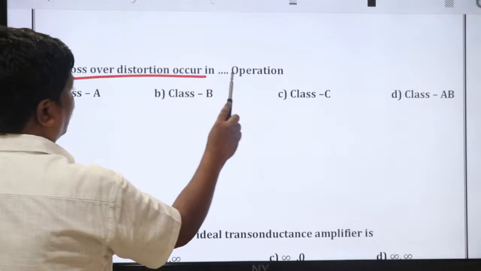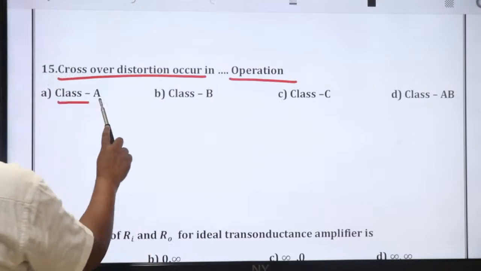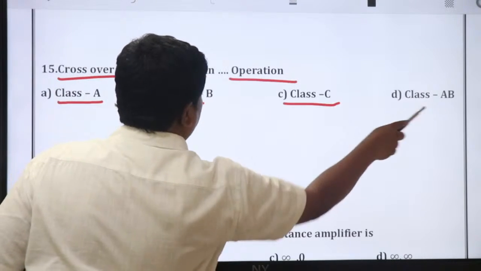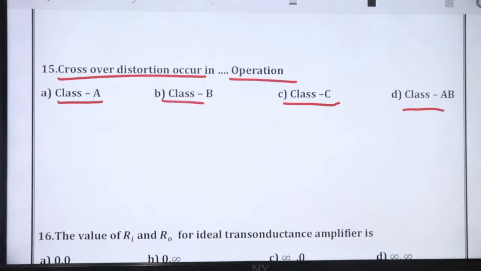Next, these are power amplifier questions. Crossover distortion occurs in dash operation. Class A, class B, class C, class AB. Which one is that? Tell me the answer.